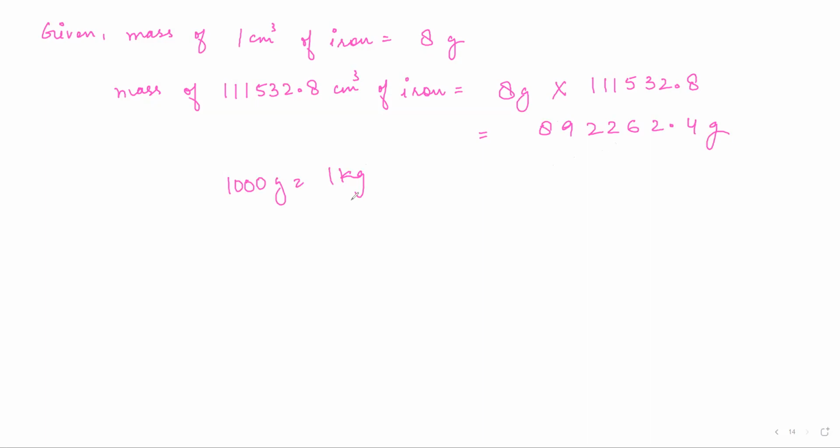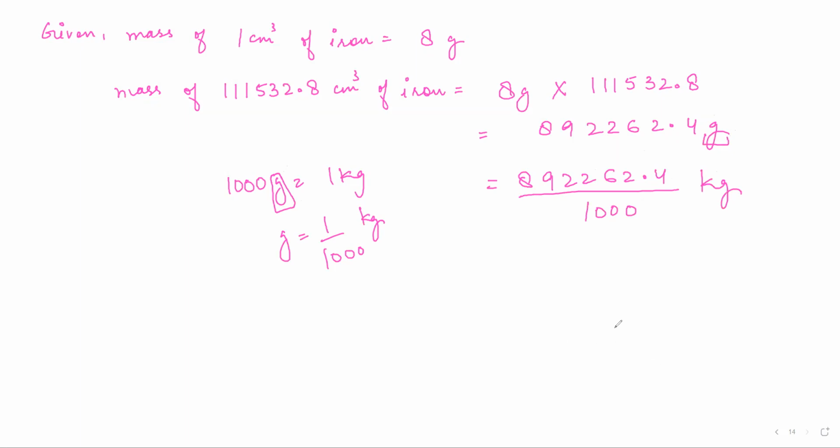Yes, ma'am. So I have to divide this thing by 1000 because I want my answer in a bigger unit. Or you can see it like that: gram is 1 upon 1000 kg. So instead of this gram, I can write 1 upon 1000. So 892262.4 divided by 1000 will give me the answer in kg, right? That means the decimal will shift by 3 places. So 892.2624 kg, right?